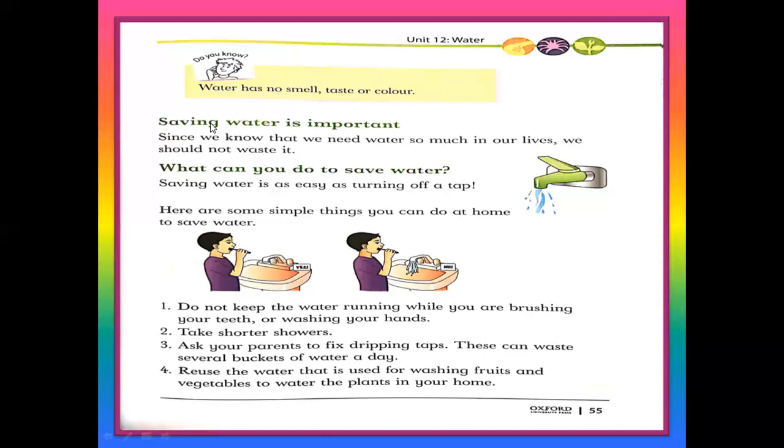Okay. Next question is, saving water is important. Why is it important to save water? Because we need too much water in our lives, so we should save it. Now, what can we do to save the water? I mean, how can we save the water? Okay, here are some rules. When we apply these rules, then we can save the water.